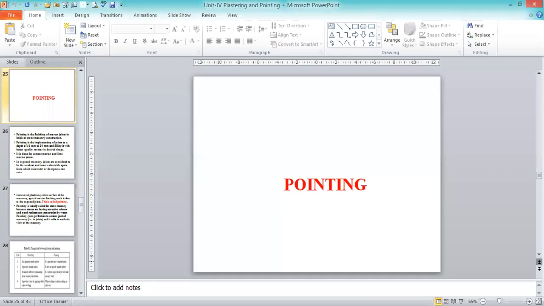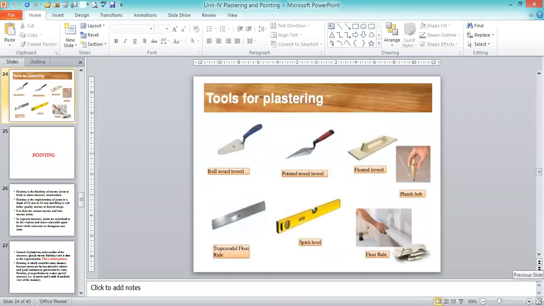The only thing left is the tools that we are going to be using for plastering. Yesterday the slide was blurred. Now we can see clearly: bull nosed trowel, pointed nosed trowel, floated trowel. This is for the floating purpose. We are going to make the surface smooth as well as level.